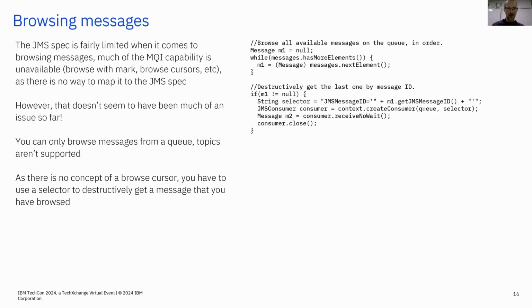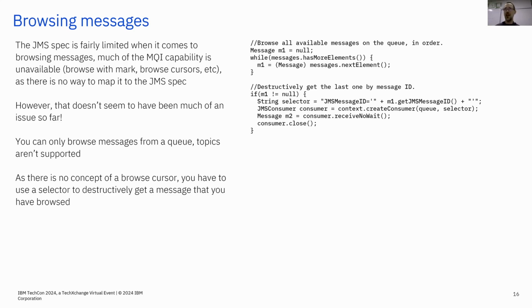Browsing messages. If you look at what the MQI has, it has a rich set of APIs for browsing messages. You can do lots of things with browse with mark and browse cursors, and you can flip between browsing and destructively getting messages. So the MQI has a very, very powerful browse capability. Unfortunately, that doesn't really map to the JMS spec. Because JMS doesn't know anything specifically about MQ, you lose something in the translation.